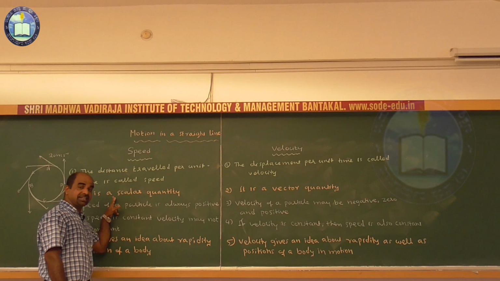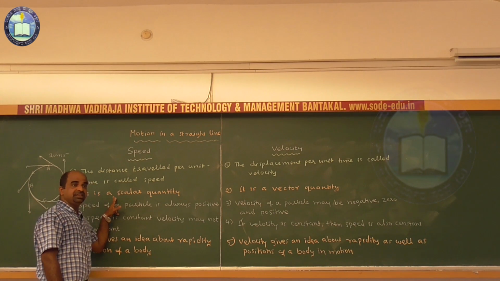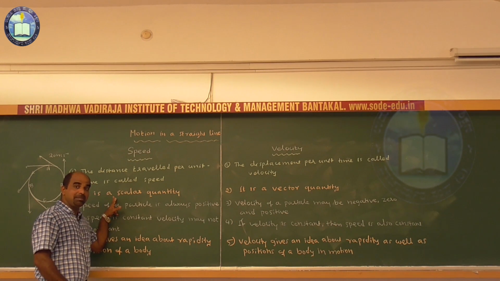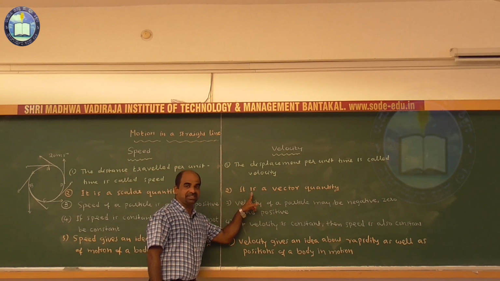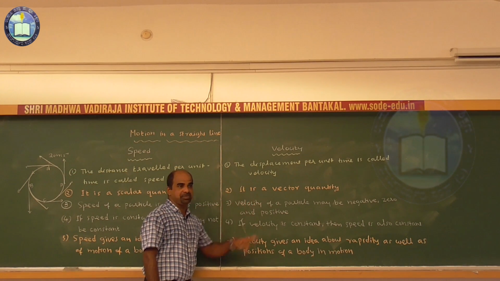Speed is a scalar physical quantity. It is only magnitude but no direction. Velocity is a vector physical quantity.